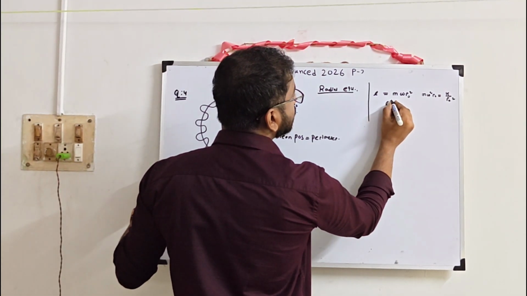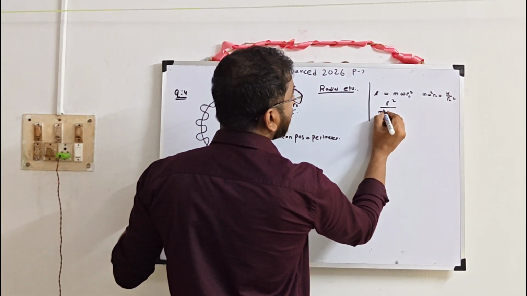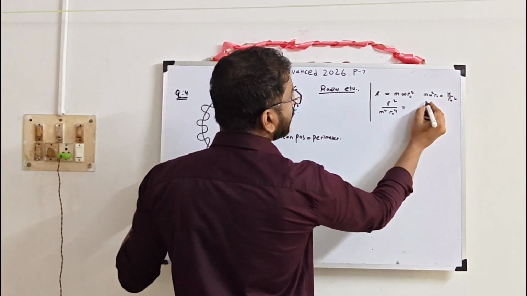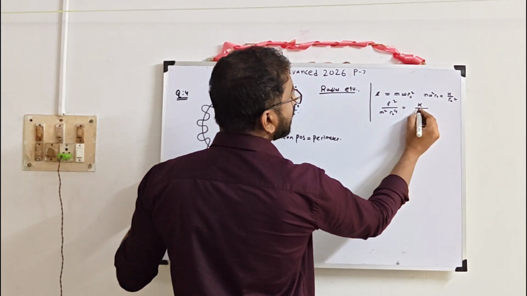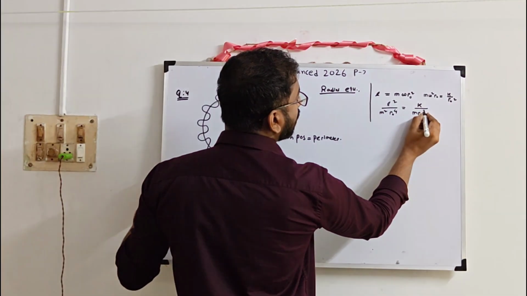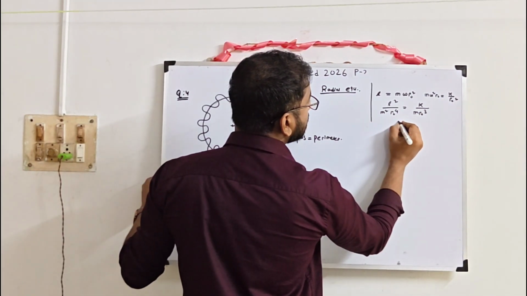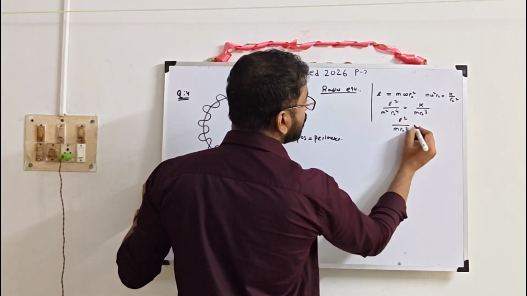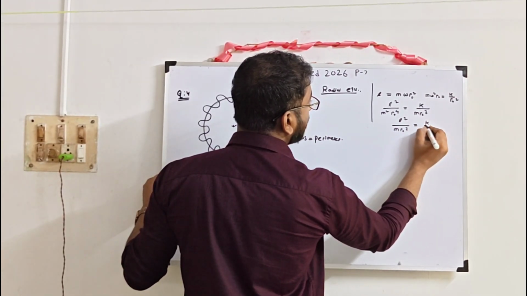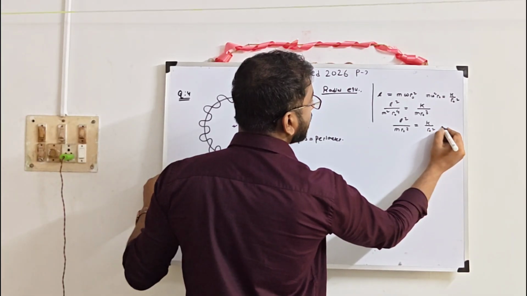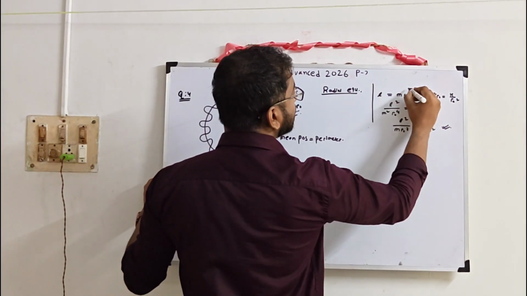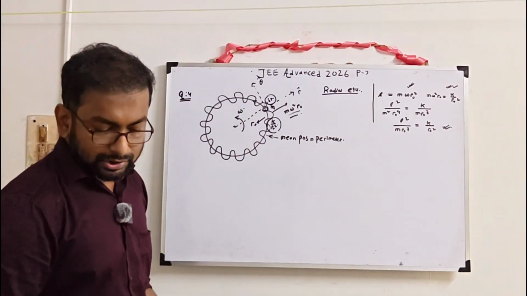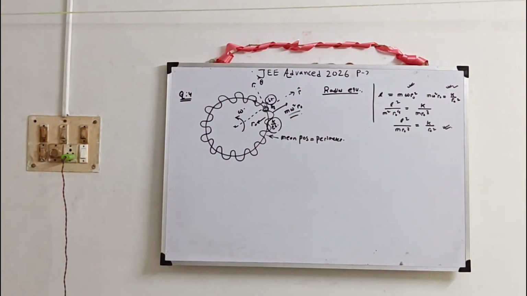So L square by m square r naught to the power 4, that is going to be omega square, and that value we can write as k by m r naught cube. So L square by m r naught cube, I will write as k by r naught square. That is one relation. This is another relation. Now let's try to formulate our SHM equation.